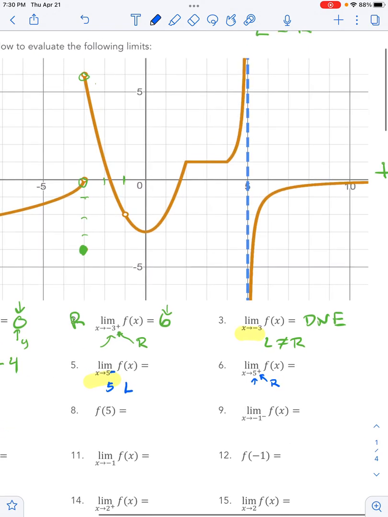So first of all, let's find 5, which is at 1, 2, 3, 4, 5. They have this weird dotted line. That's a vertical asymptote. So nothing's actually touching it. Stuff just gets really close to it.